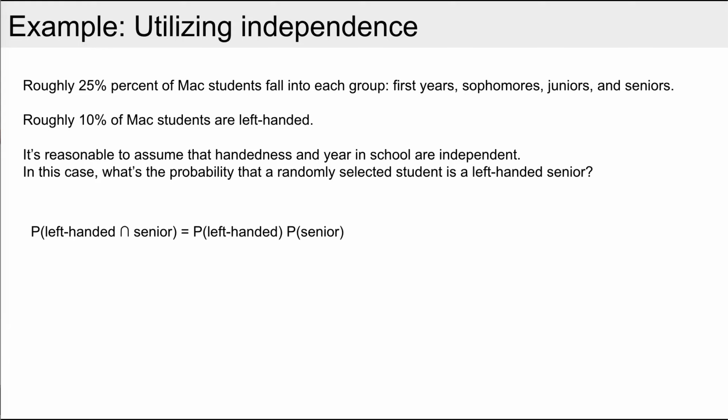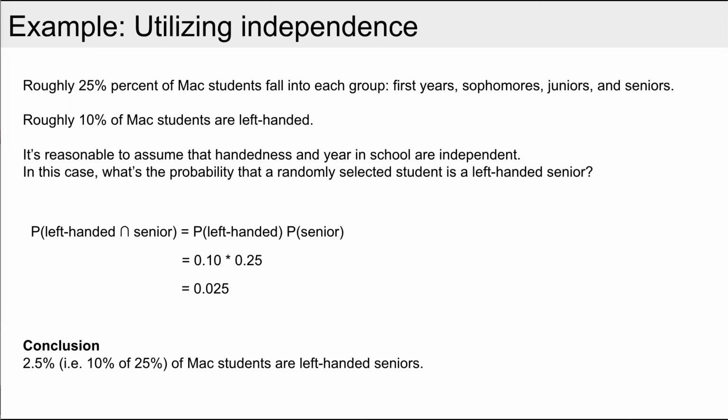By the assumption of independence, the probability that a student is both left-handed and a senior is the product of the individual probabilities. Plugging in the given information, there's a 10% chance that a student is left-handed and a 25% chance that they're a senior, for a final probability of 0.025. In conclusion, then, 2.5%, or 10% of 25% of Mac students, are left-handed seniors.